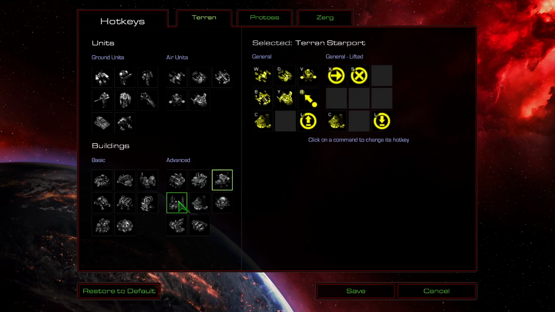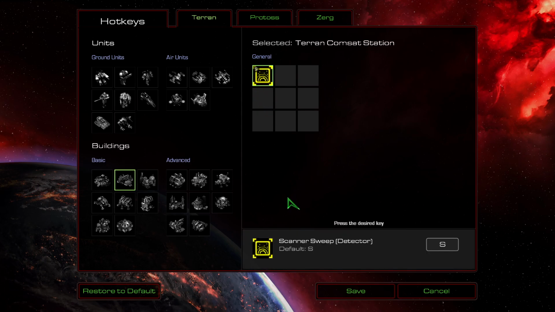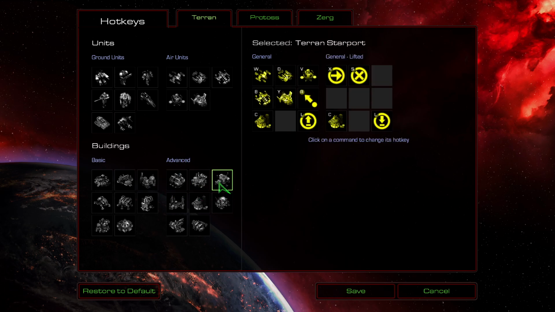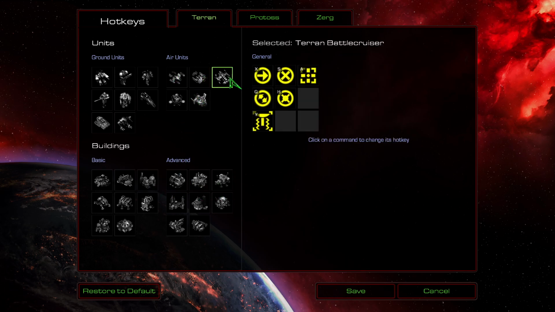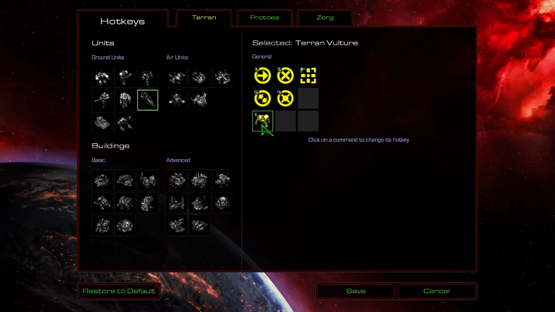I keep scan at S, and I use my 8, 9, and 0 control groups, but if you're a Terran and you want to, you could probably put it at like P and go 0P, 9P, 8P, kind of like how Protoss builds probes. I don't think my Terran hotkeys have been changed too much, besides Siege and Unsiege, and then like Mines at E.